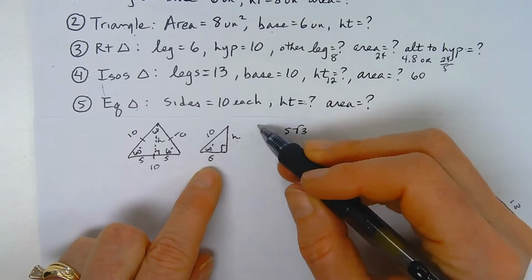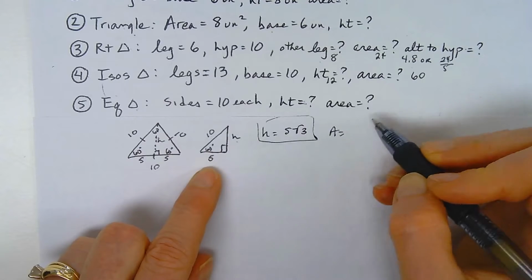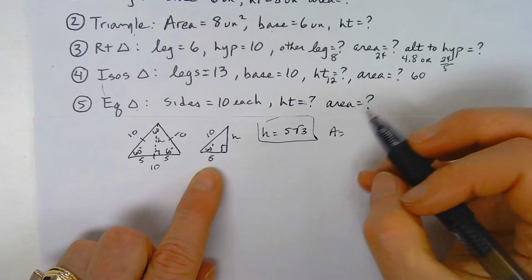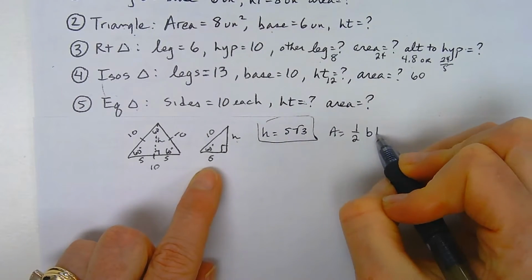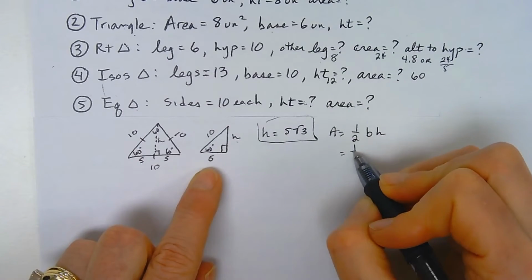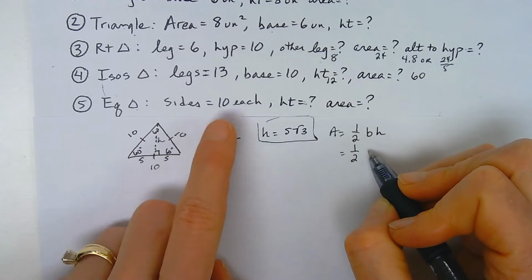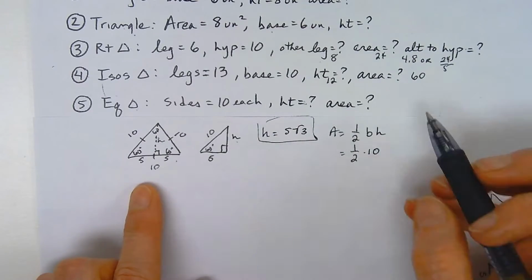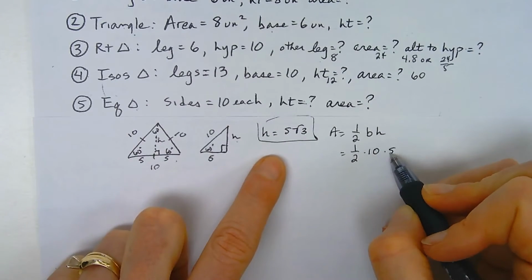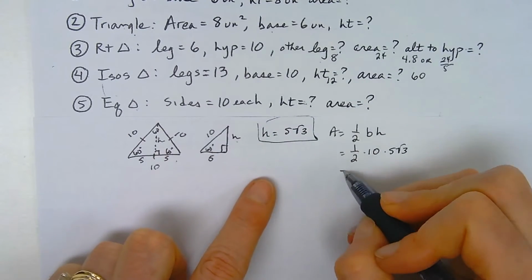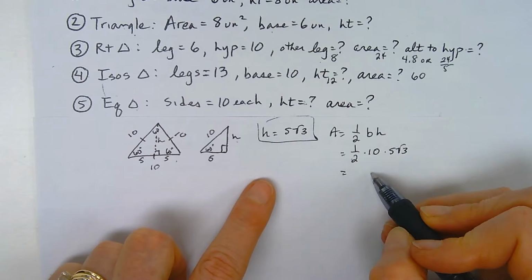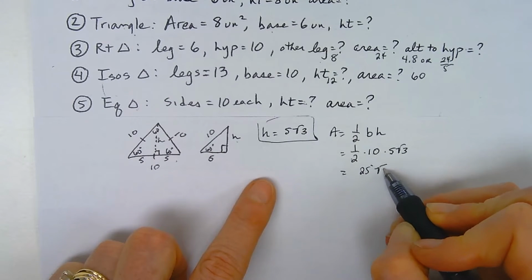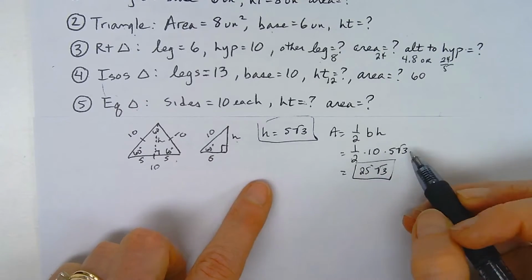Now, the area of a triangle, any triangle, whether it's equilateral, isosceles, obtuse, acute, whatever kind, is 1/2 base times height. 1/2, the base is 10. And the height we just found is 5 rad 3. 1/2 of 10 is 5. 5 times 5 is 25. The area is 25 rad 3.